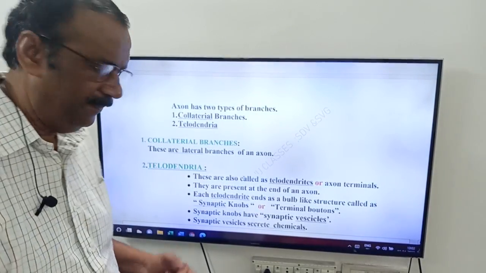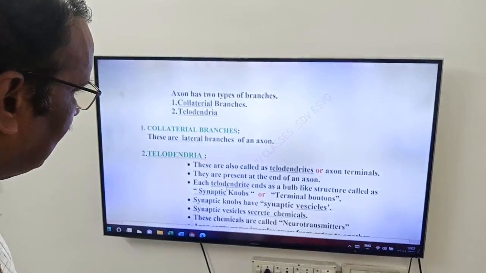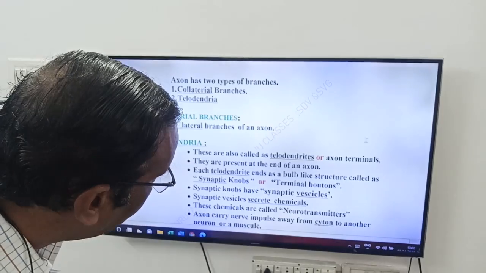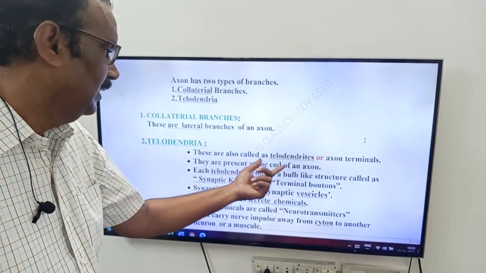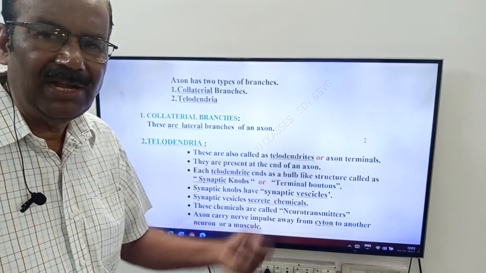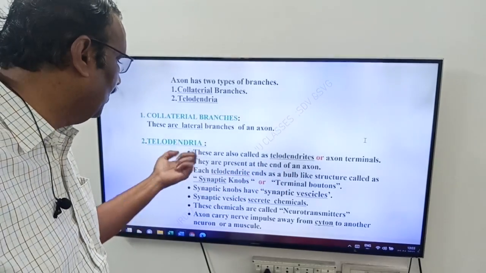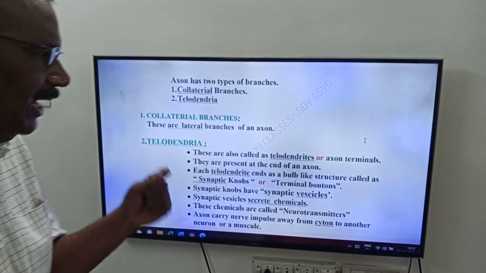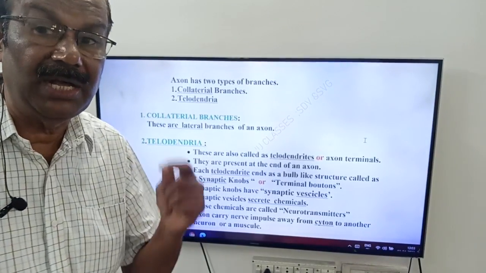Come to telodendria. These are also called telodendrites or axon terminals. They are present at the end of an axon. Each telodendrite ends as a bulb-like structure called the synaptic knob or terminal knob.